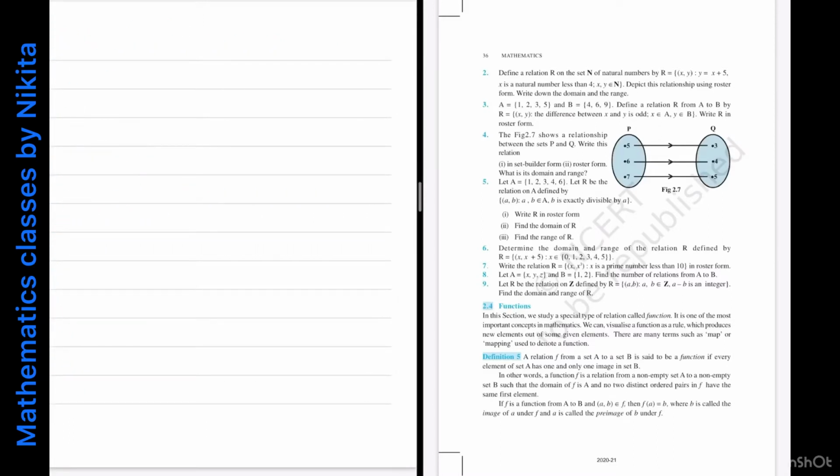Now let's see question number 3. A is equal to {1, 2, 3, 5}. B is equal to {4, 6, 9}. Define a relation R from A to B by R is equal to all those (x, y) such that the difference between x and y is odd. x is coming from A, y is coming from B. And write R in roster form.